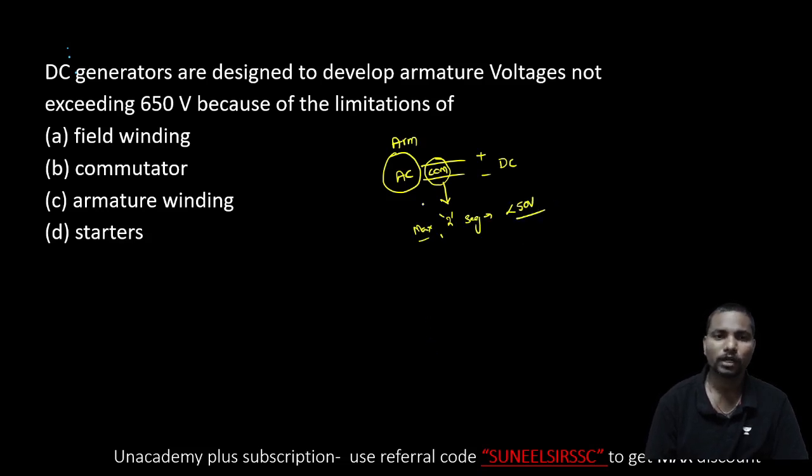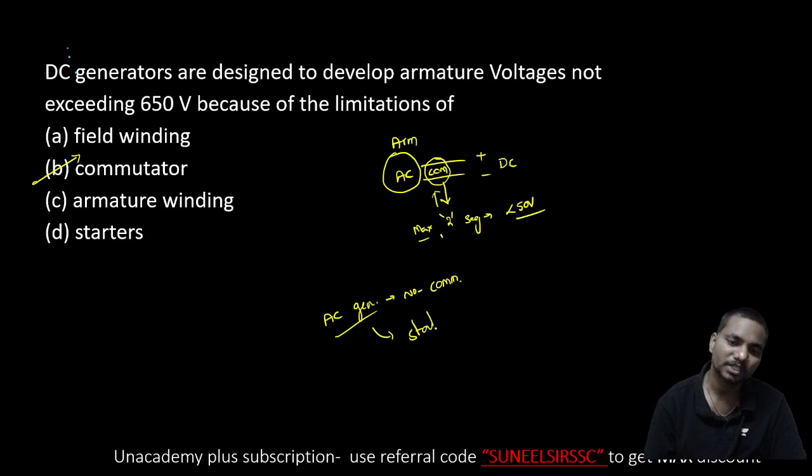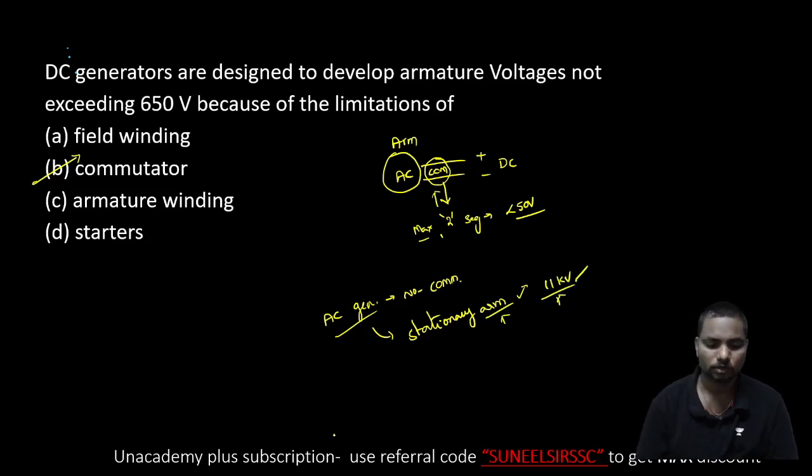So whenever we are going to generate more voltages, there is a problem with the commutator. If you are going to induce more voltages, then sparking will happen due to the reactance voltage. So that's why we have to limit this to 650 volt because of the limitations of the commutator. But in case of AC generator, there is no commutator, and here we are using a stationary armature. Stationary armature means you can generate 11 kilovolts also. You can generate high voltages also. Okay, coming to the next one, guys.